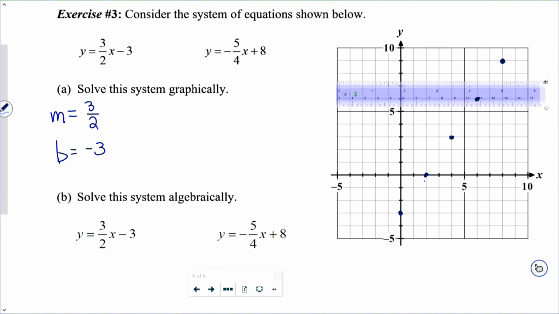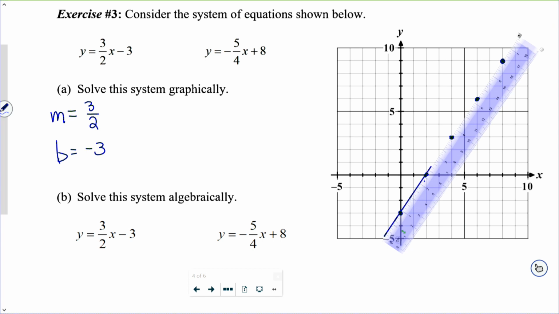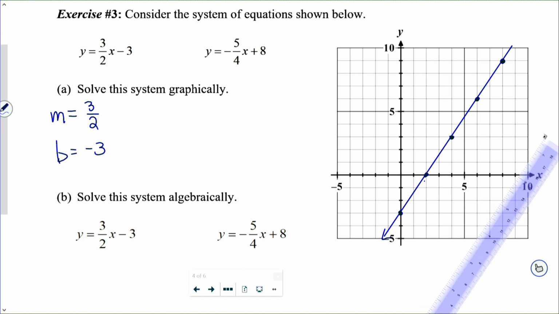All right, let's bring down our ruler. Rotate, maybe make it a bit longer. And there's my first line. All right, simple. Y equals 3/2 x minus 3. My next line, also pretty easy to deal with. M is going to be negative 5 divided by 4. B is going to be 8.